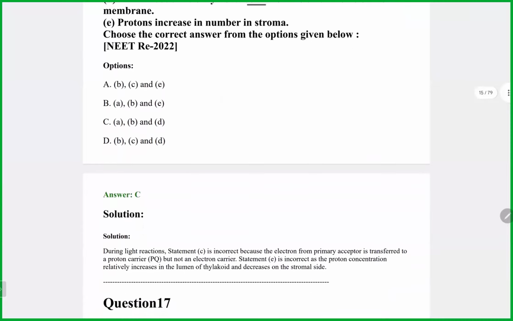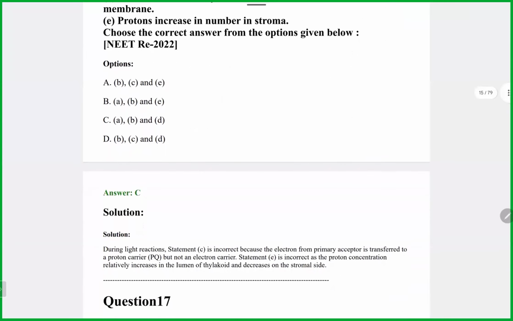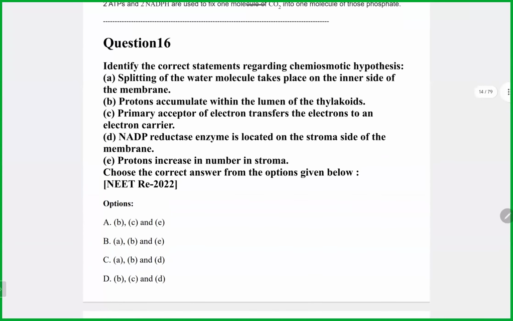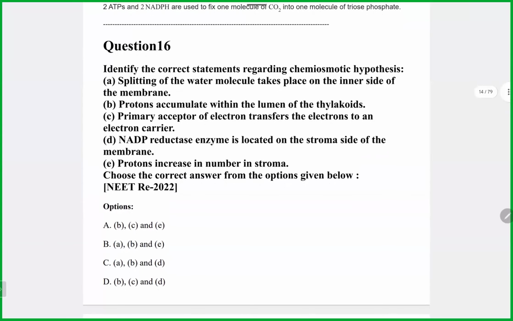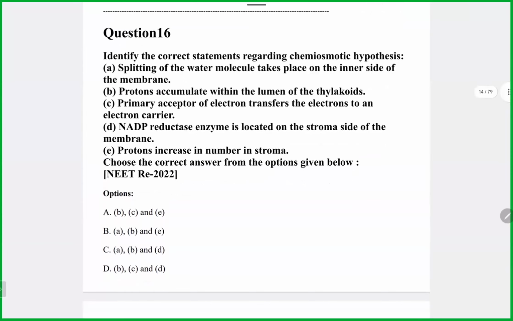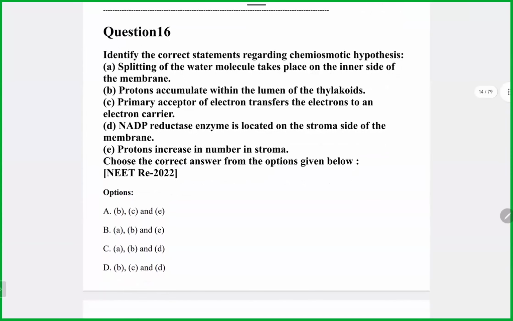So then the protons increase on the inner side, right? Not the stroma, yes, the lumen. Lumen of thylakoid, sorry, the lumen of grana. Yes. Like B, lumen statement is correct. So definitely E is wrong if B is correct.